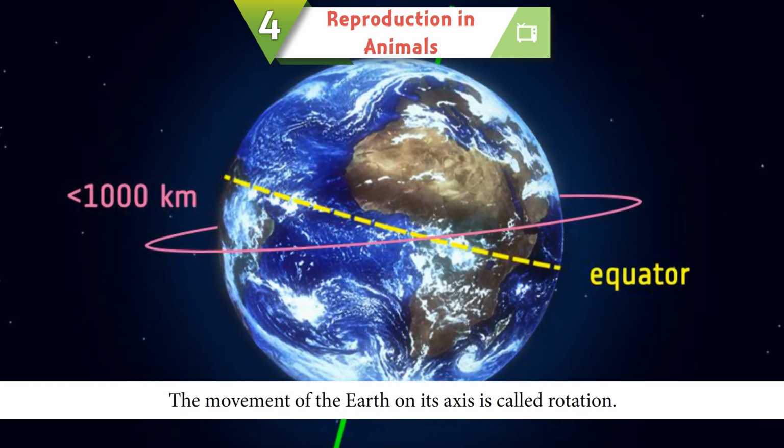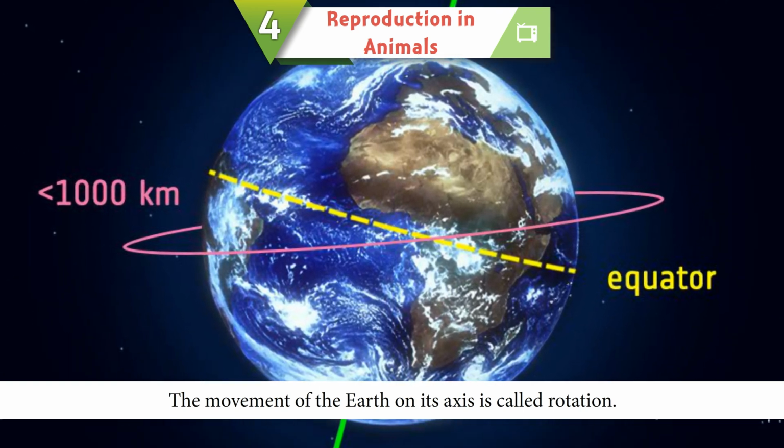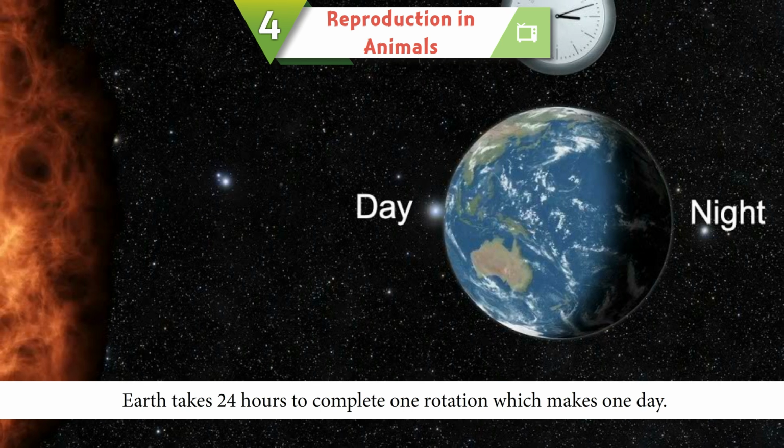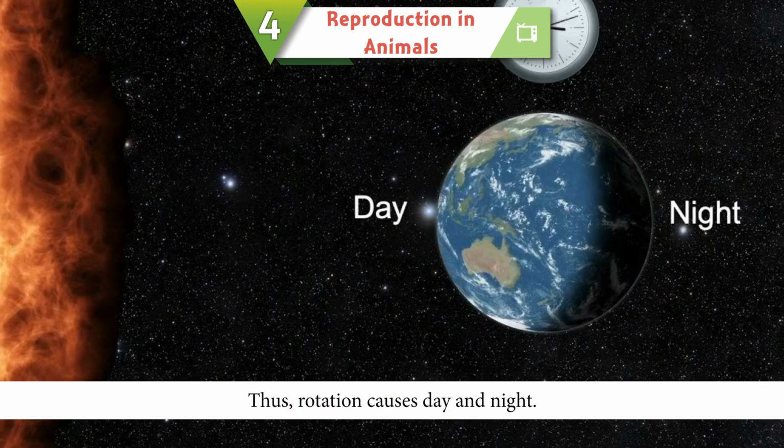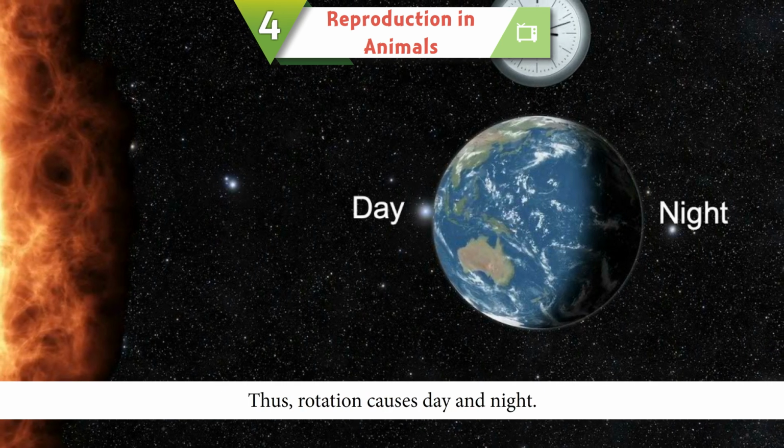The movement of the Earth on its axis is called rotation. Earth takes 24 hours to complete one rotation, which makes one day. Thus, rotation causes day and night.